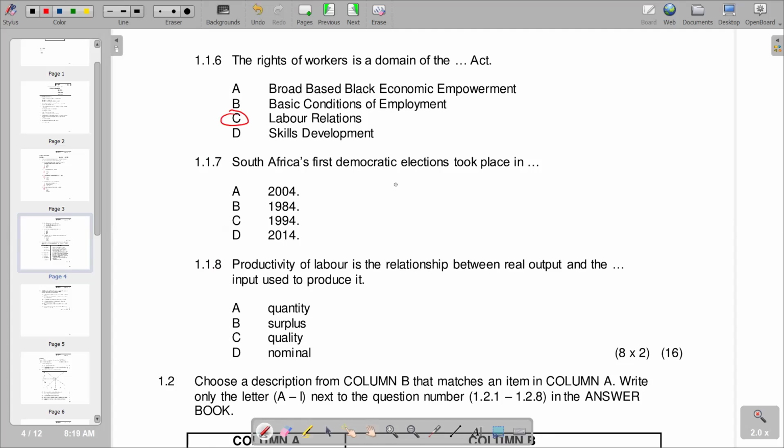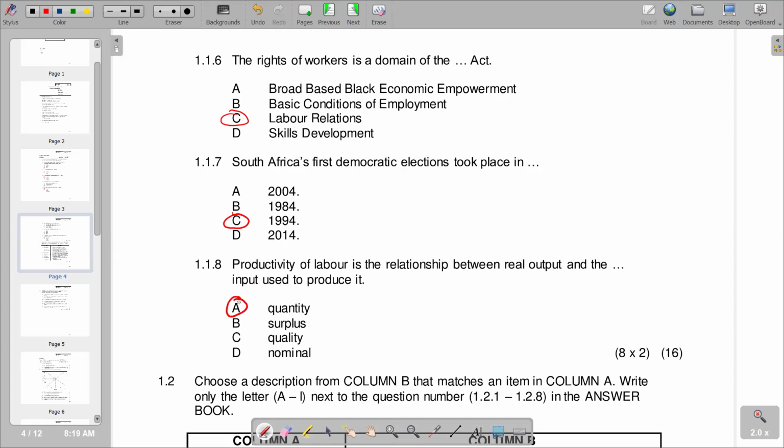Then 1.1.7, South Africa's first democratic election took place in 1994. So we have 1994 here. Then the productivity of labor is the relationship between the real output and the dash input used to produce it. Obviously, the quantity, because when we are calculating productivity, we are seeing total output over total input. So it's a relationship between the output and the quantity of input used to produce it. So we have A as the correct response.